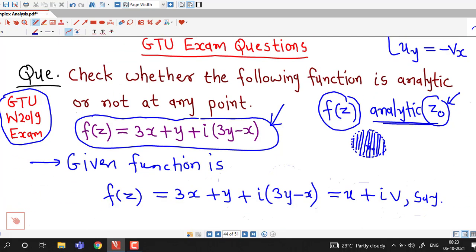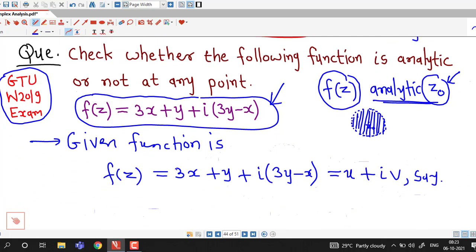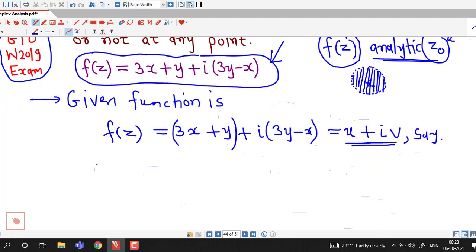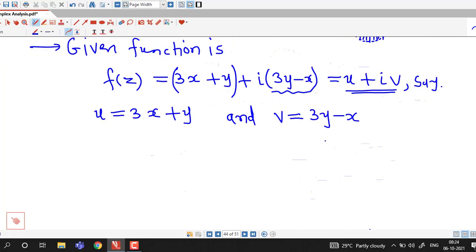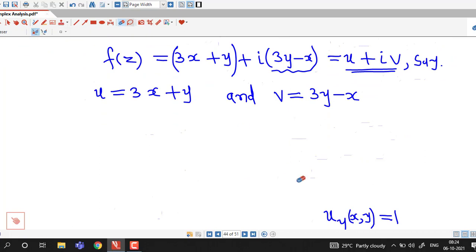So first we write the given function, which is 3x plus y plus i times 3y minus x, and if we compare with u plus iv, we have u equal to 3x plus y and v equal to the coefficient of i, which is 3y minus x. So first we find out partial derivatives of u and v.